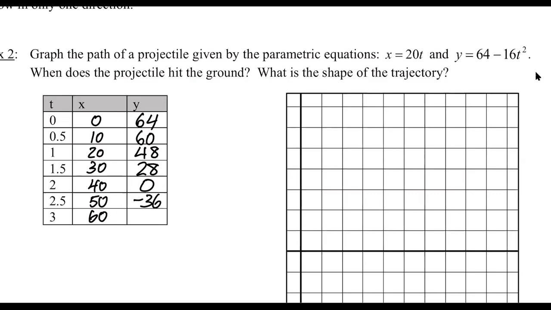Then we have 9 times 16. That's 144. So this is negative 80, I think. 64 minus 144 feels right.